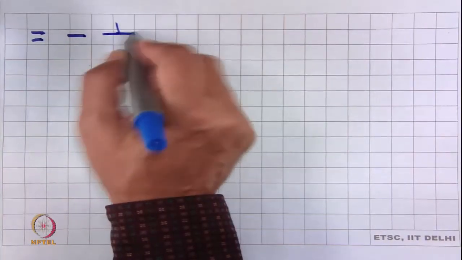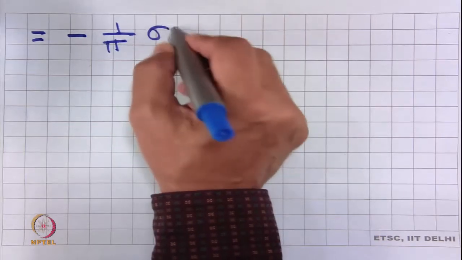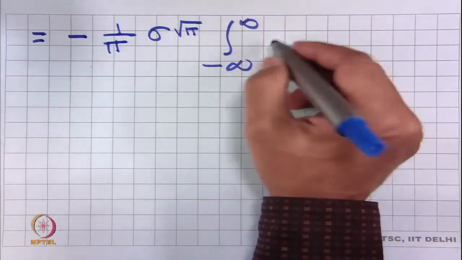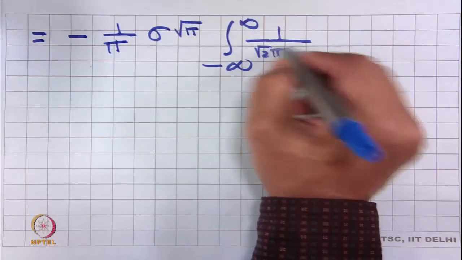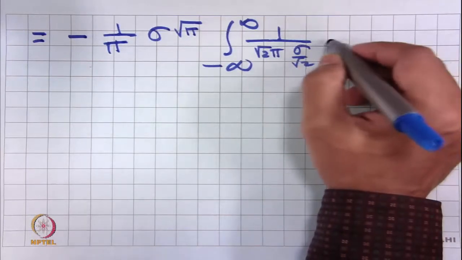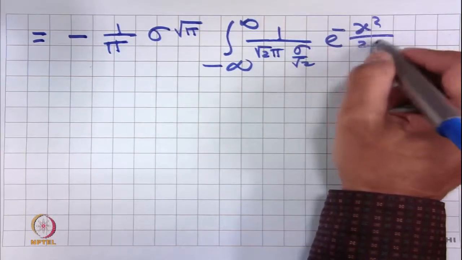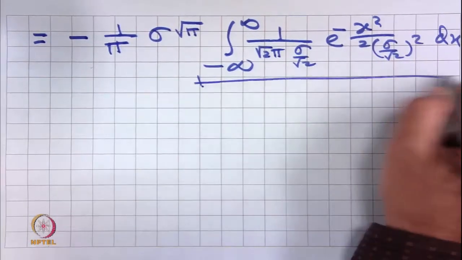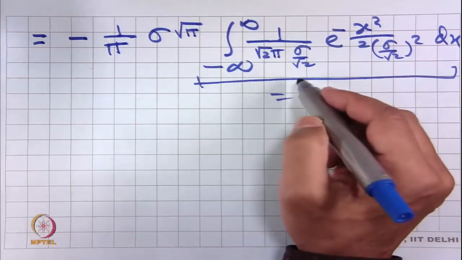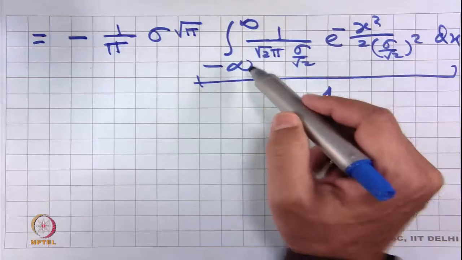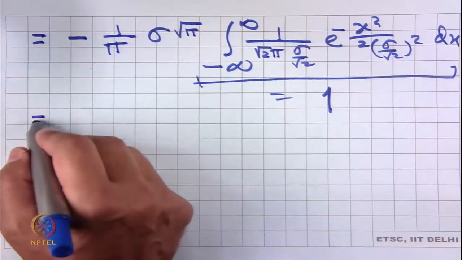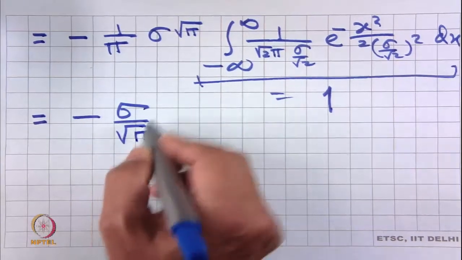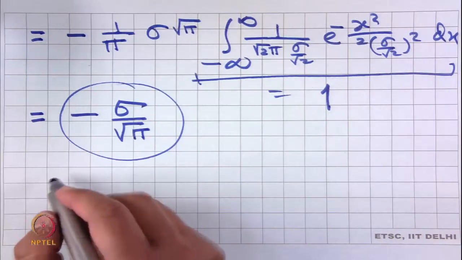This is equal to minus 1 over pi times sigma root pi, integration from minus infinity to infinity of 1 over root 2 pi sigma over root 2 into e to the power minus x square upon 2 (sigma over root 2) whole square dx, and this part is equal to 1, because I am integrating a PDF from minus infinity to infinity. Therefore, this is equal to minus sigma over root pi. So, that is the answer.